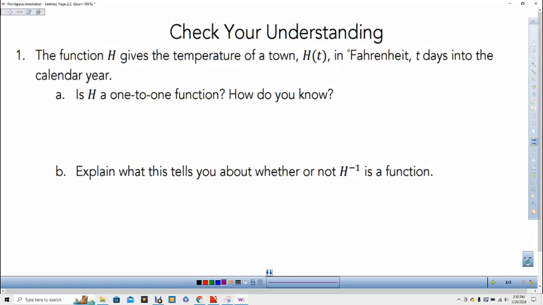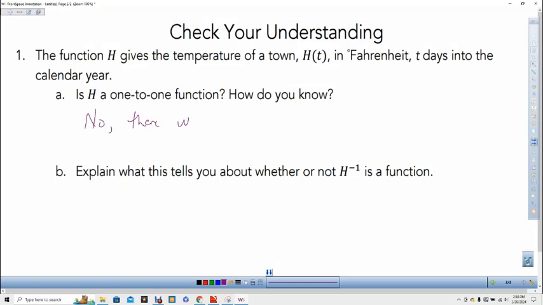So that means what's going to happen? It means that you're going to have multiple times during the day, maybe not more than 2, but definitely 2 most of the time, where that temperature is going to be exactly the same. So is h a one-to-one function? No.